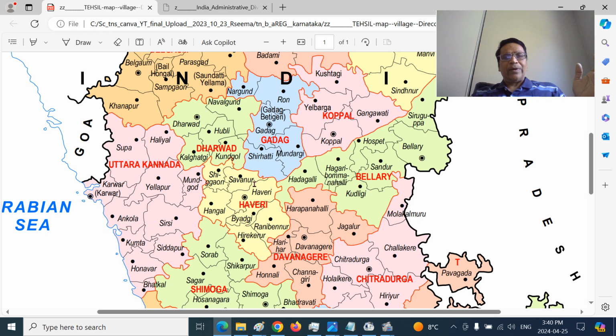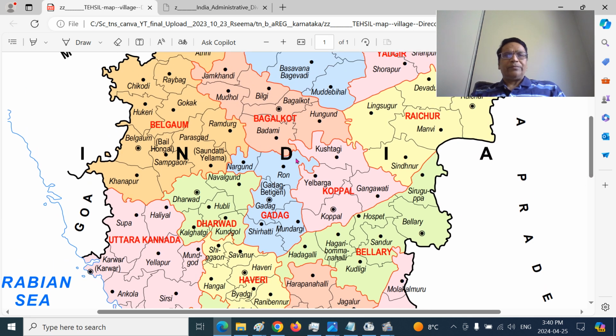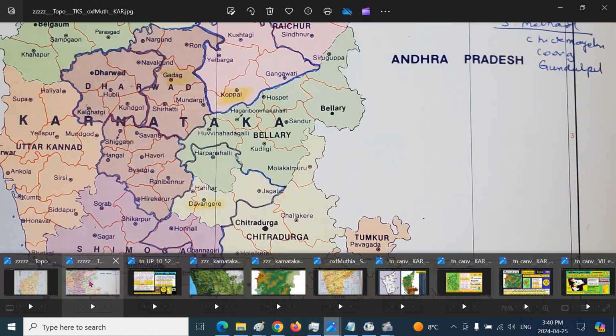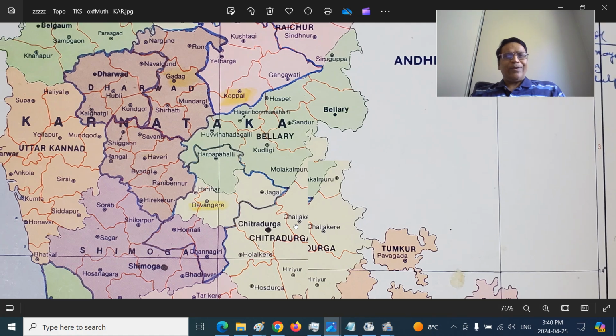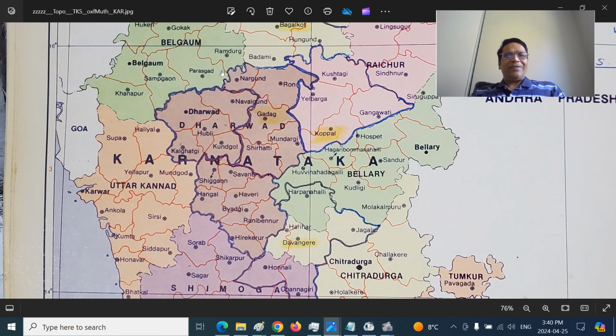Savanur, Haveri and Shirahatti, Mundargi, Gadag and Betageri, Ron, and these parts all come under the Dharwad region. This is the Badami Mountains here. These are the new taluks, districts, and the historical old. I'm showing the same thing here. This entire thing is the Dharwad district, most of it covered by this Dharwad region.